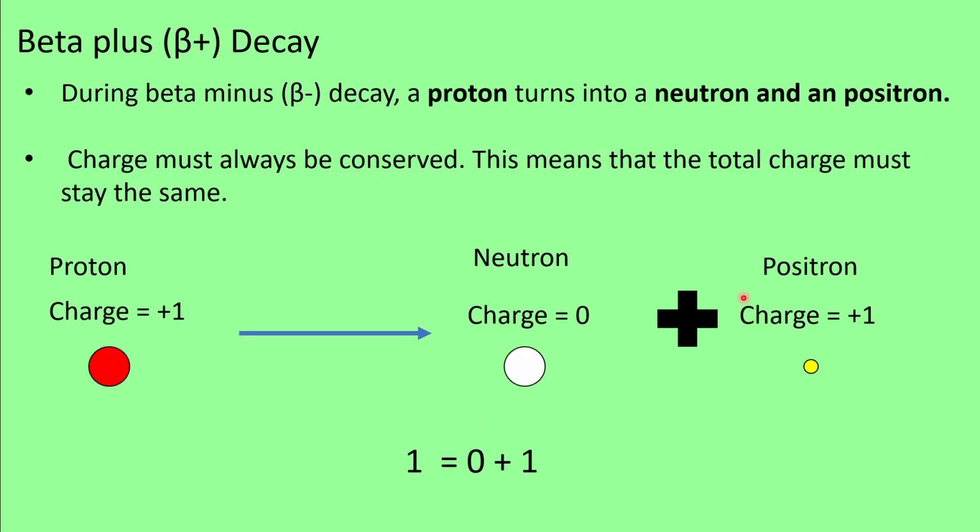Now during beta plus decay, it's the opposite that happens. A proton turns into a neutron and a positron. Once again, charge must be conserved, and I've shown here that the charge is conserved. Plus 1 is 0 plus 1. So the charge before and after is the same.